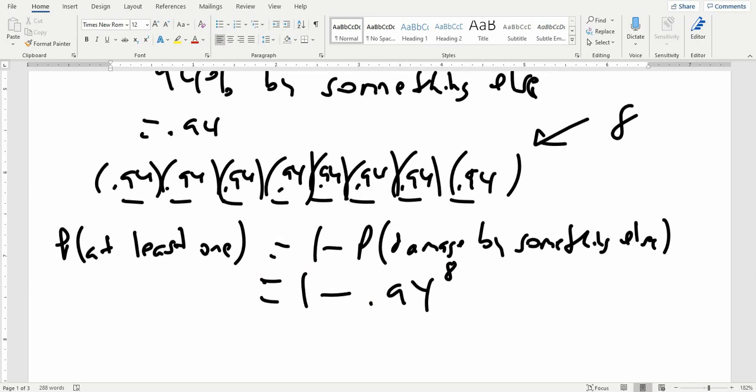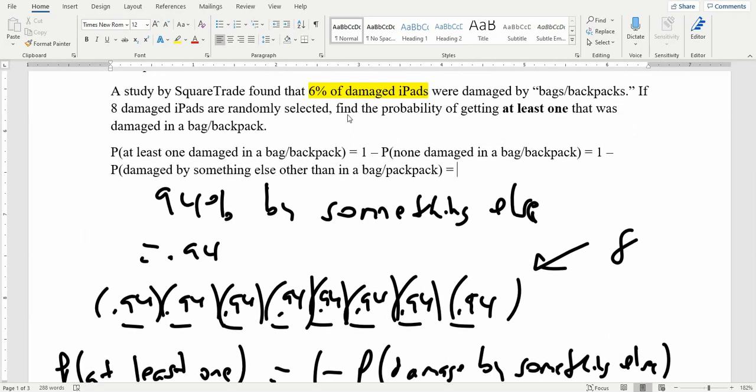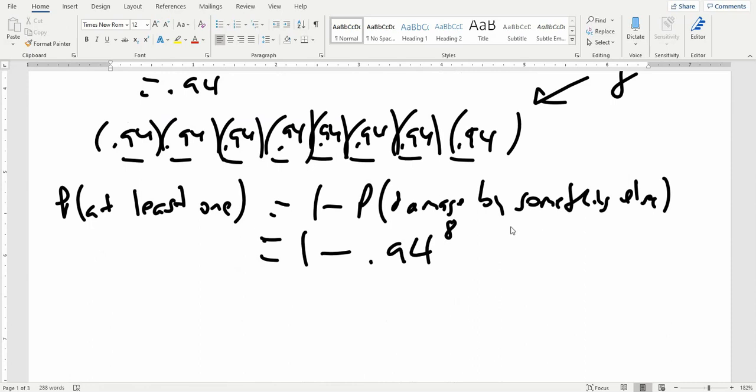It looks like a y, doesn't it? So let's erase that and make it a 4. That's how you want to think of it. You're thinking backwards. If it has a 6% chance of being damaged by a bag or backpack, that means it has a 94% chance of being damaged by something else. I should use the word by there instead of in. And how many of them were there? There were 8, and all 8 were damaged, so it's a 94% chance for each. That's why I'm using the exponent.